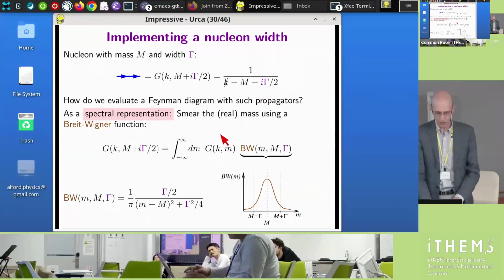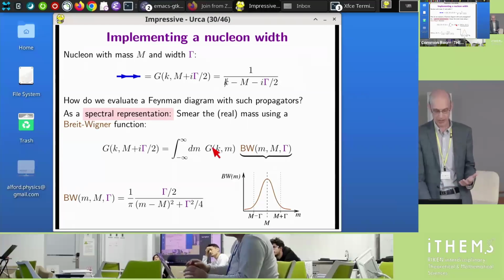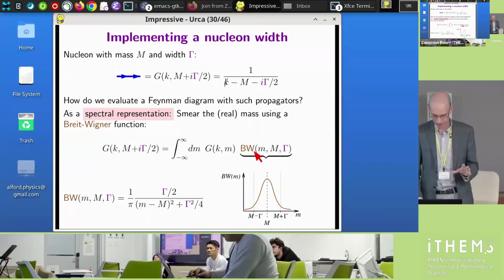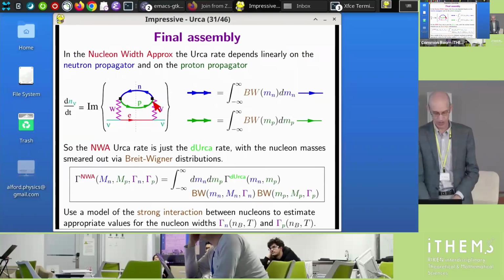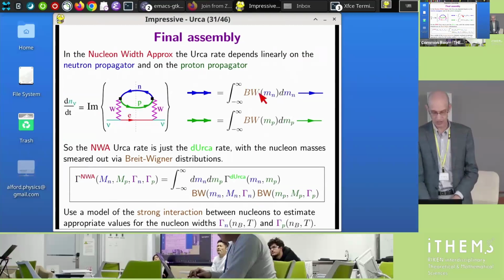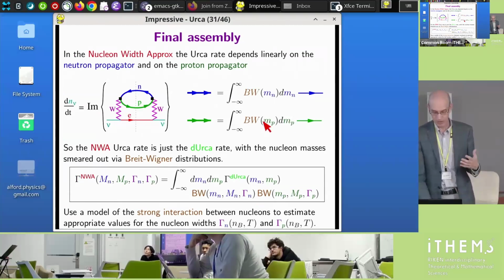So what that means is it's actually very simple to implement this nucleon width, because it's the original calculation with a real mass, but just smearing the real mass over some Breit-Wigner weighted range of values. We can now say, okay, here's our diagram with these propagators with widths in, but this propagator is just a mass smearing of the original neutron propagator, just having a range of masses dictated by this weighting function. For the proton, we do the same thing. The proton propagator is just a real-mass proton propagator, smearing it over a range of values.